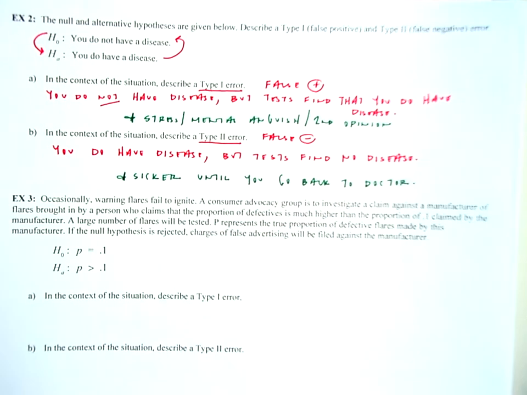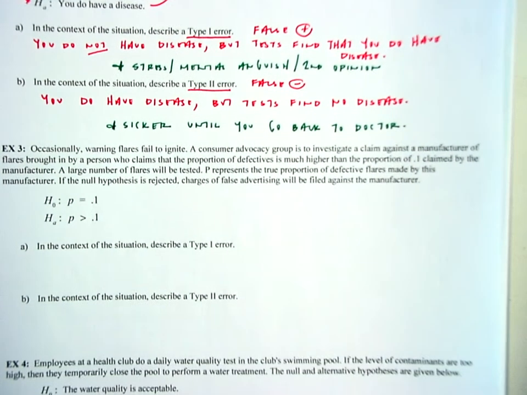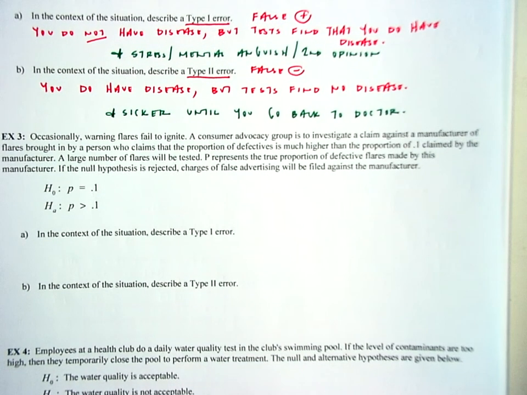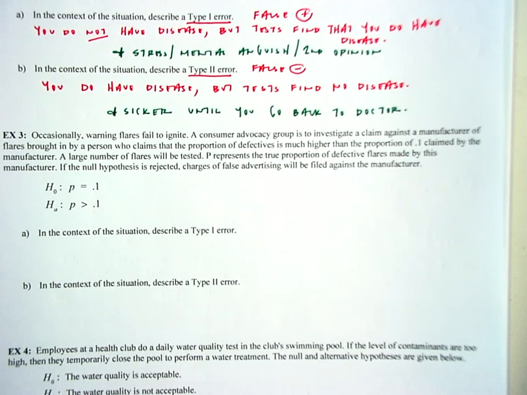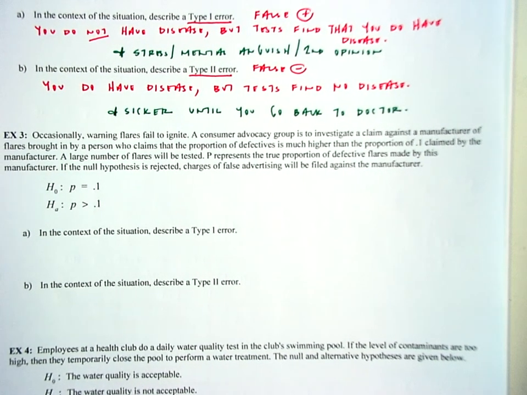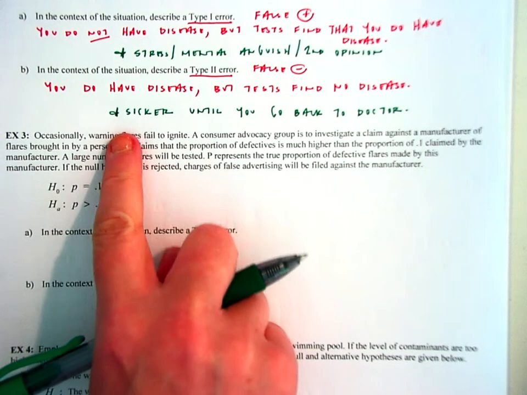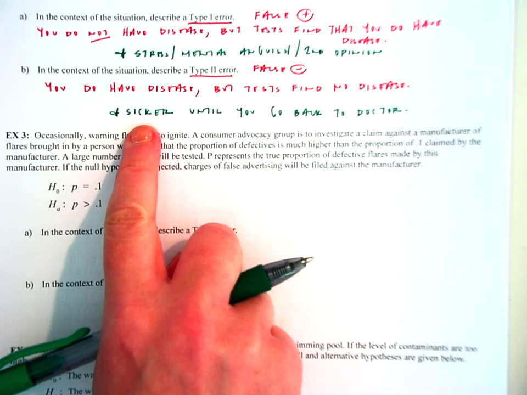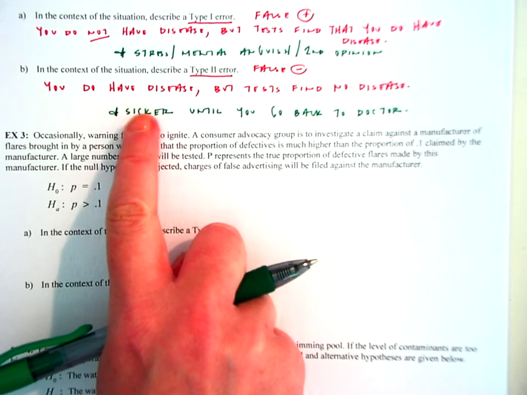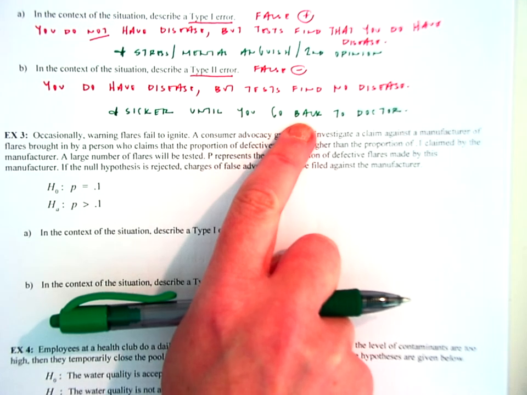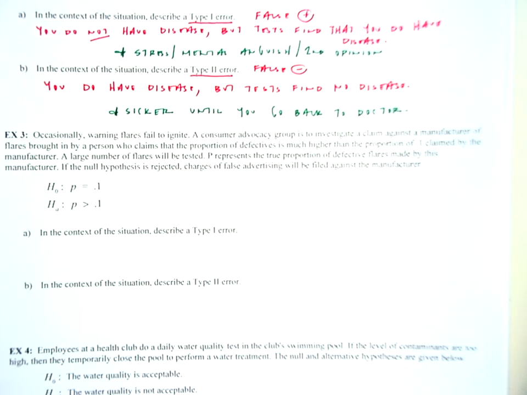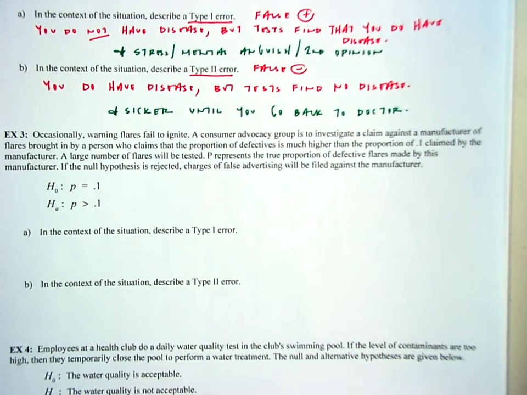So in both cases, it's not ideal. You're just thinking about what would be more serious in the context of the situation. We don't want either type of error, but we definitely want to minimize, especially here, we don't want someone to get sick or potentially die. And realize that the sicker they get, they must go back to the doctor to figure out that it was a false negative.